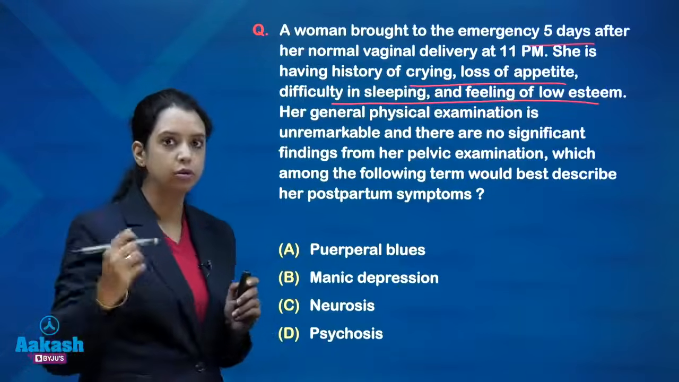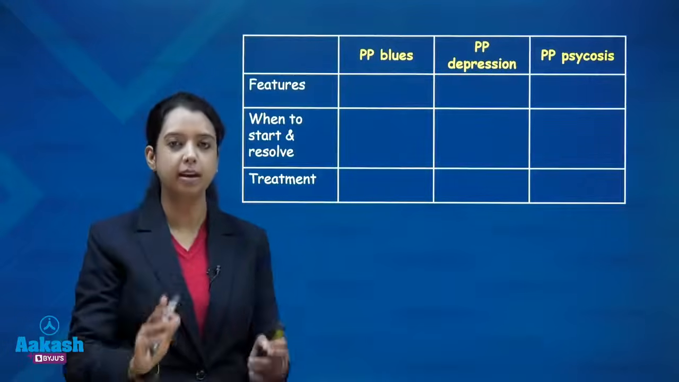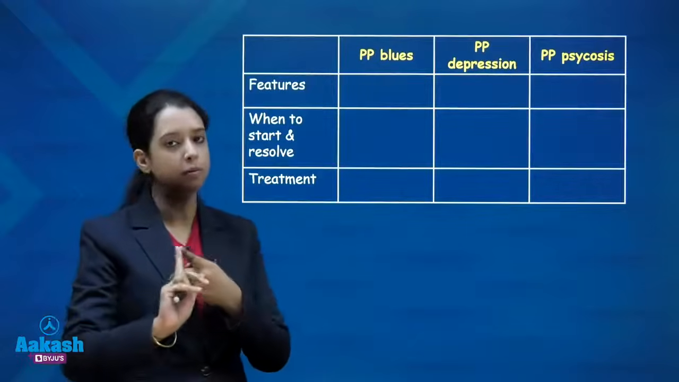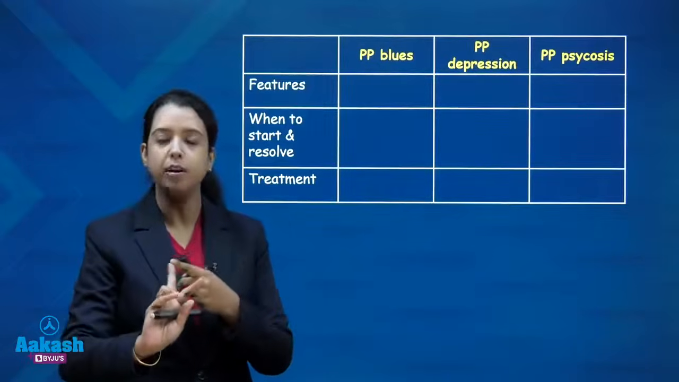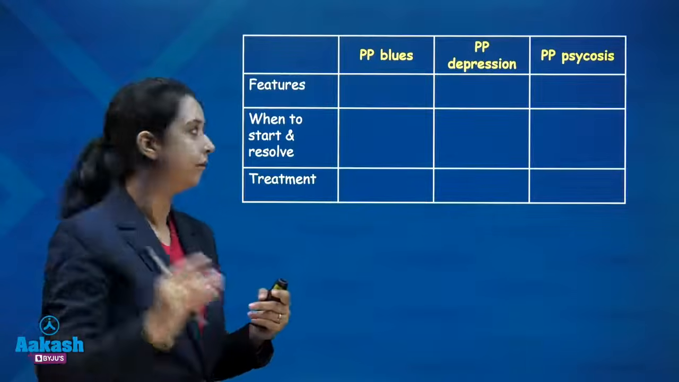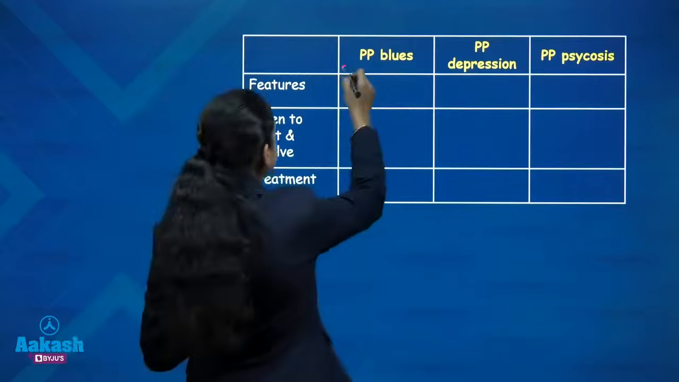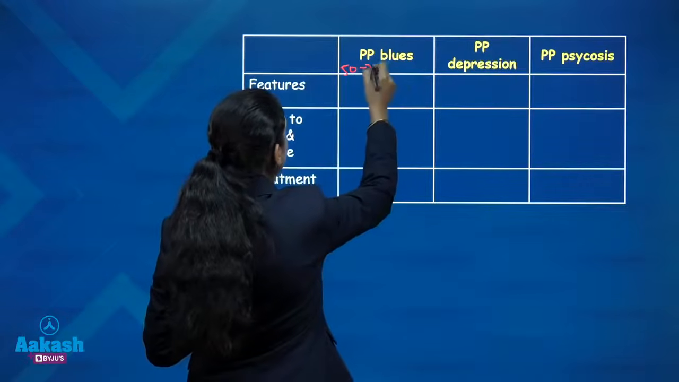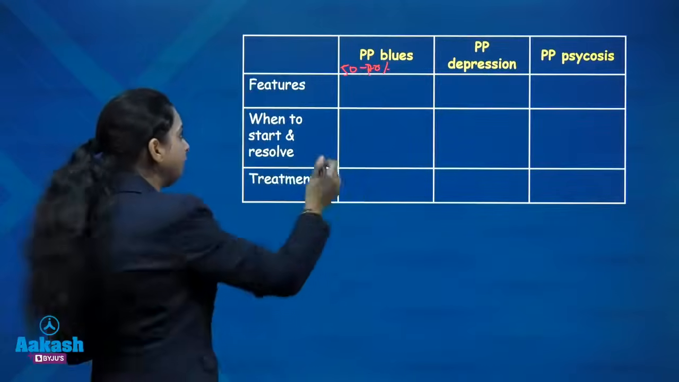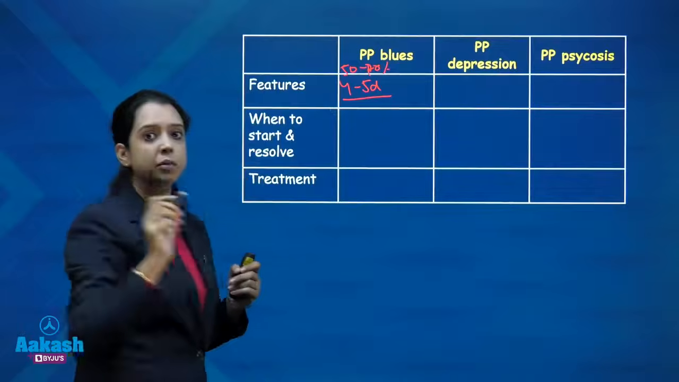For knowing this, we should know the psychological problems that can happen in puerperium. So, basically puerperal psychological problems are 3. Okay. Either it could be postpartum blues, it could be postpartum depression or it could be psychosis. Okay. So, let's see the difference. The postpartum blues is very common. It is seen in almost 50 to 70% of women after delivery. It typically starts after 4 to 5 days of delivery. That is when it starts.